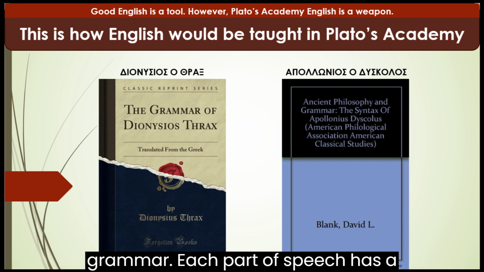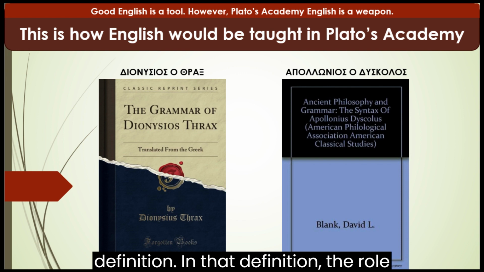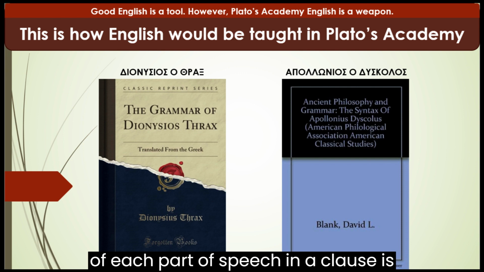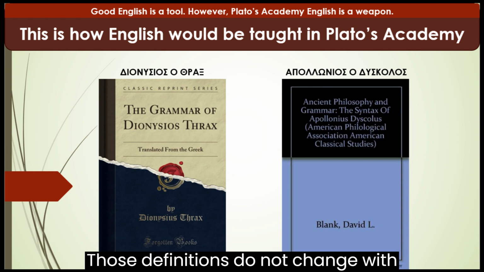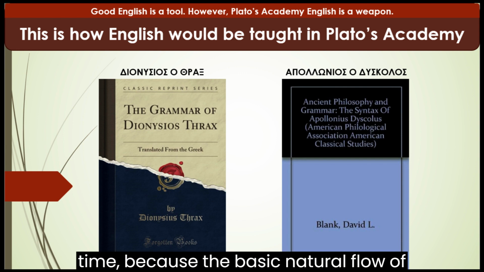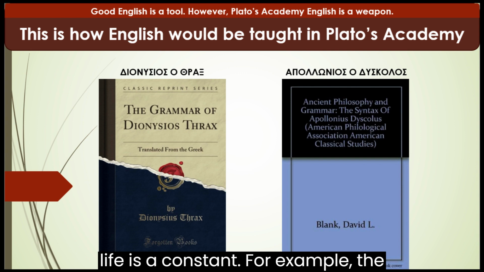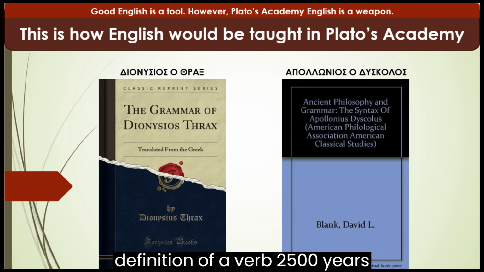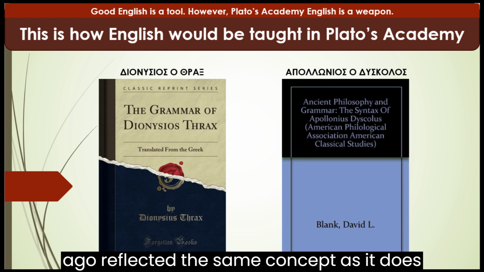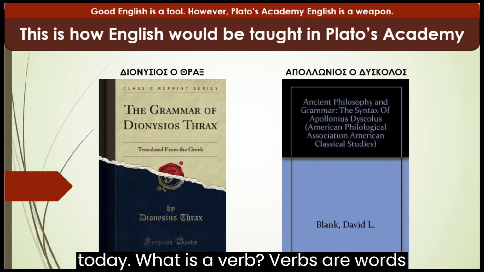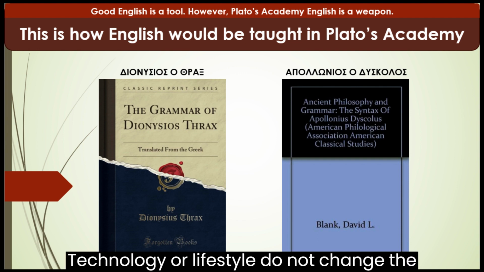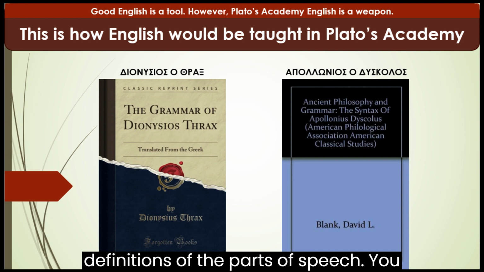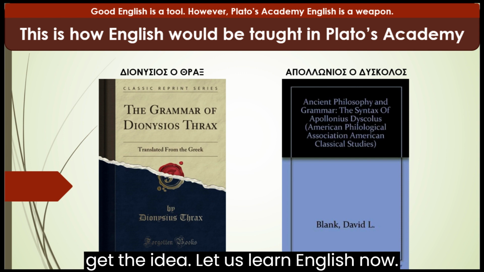Each part of speech has a definition. In that definition, the role of each part of speech in a clause is spelled out clearly and unequivocally. Those definitions do not change with time because the basic natural flow of life is a constant. For example, the definition of a verb 2,500 years ago reflected the same concept as it does today. What is a verb? Verbs are words that take one or more subjects. Technology or lifestyle do not change the definitions of the parts of speech. You get the idea. Let us learn English now.